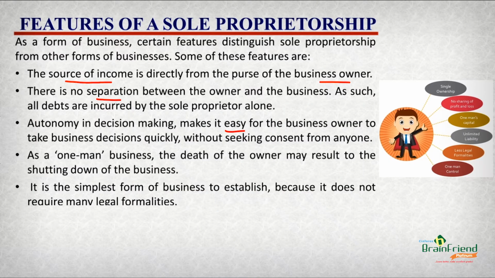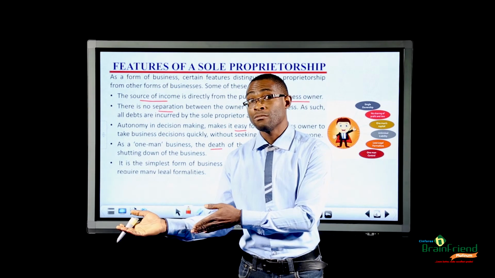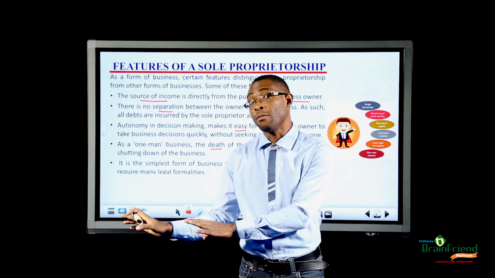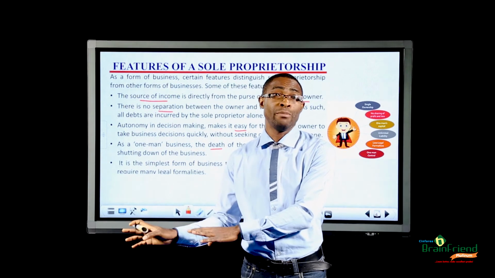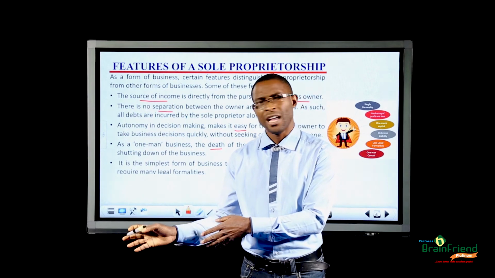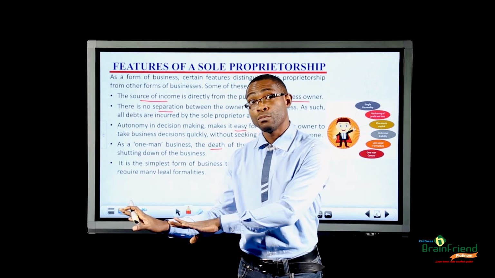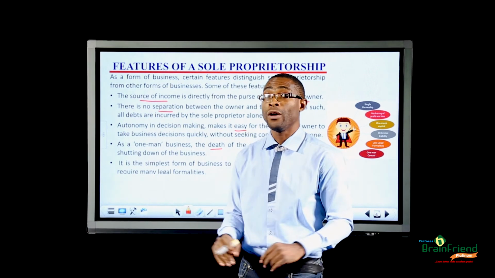The fourth feature is that as a one-man business, the death of the owner may result in the shutting down of the business. Papa Okonkwo wakes up every morning. He opens his shop. One day, Papa Okonkwo is no more. And because his children do not buy into his kind of business, they don't bother looking towards that shop anymore. Probably one of them is a medical doctor. Is he going to leave his medical field to run his father's business? Absolutely no. So the shop automatically becomes closed because Papa Okonkwo is no more alive.